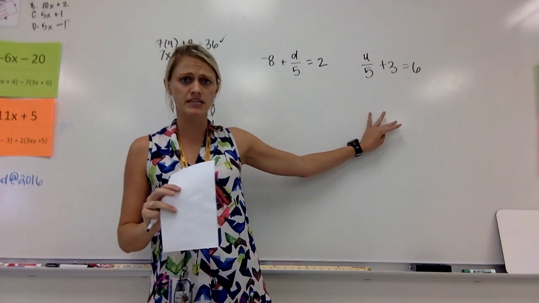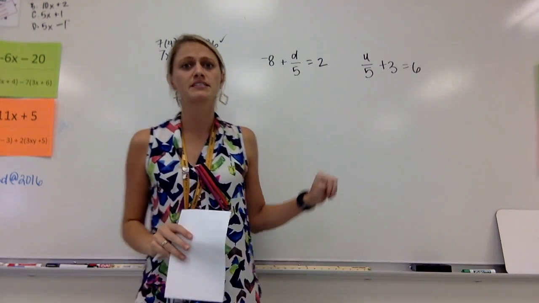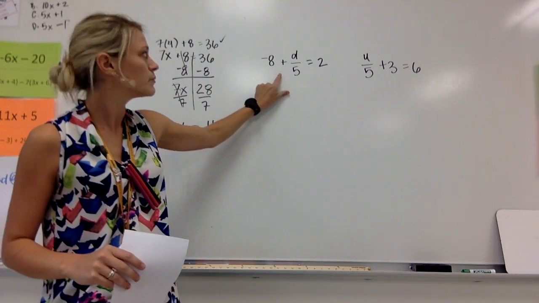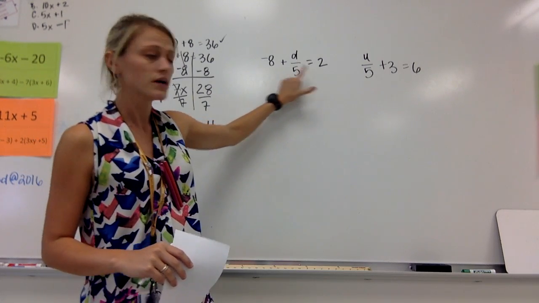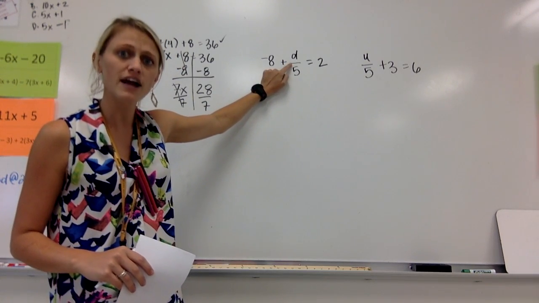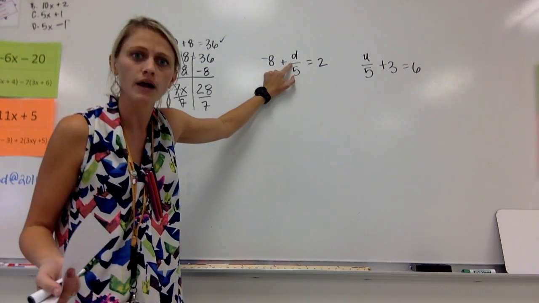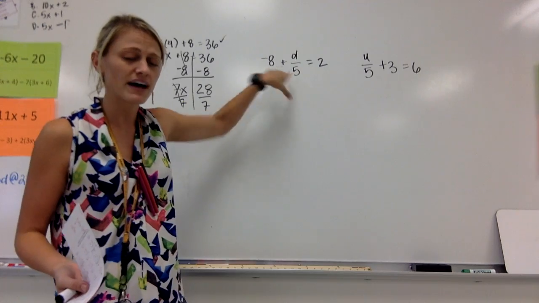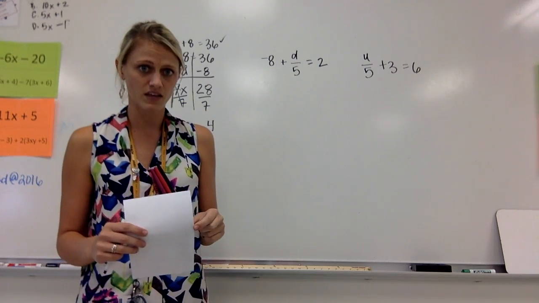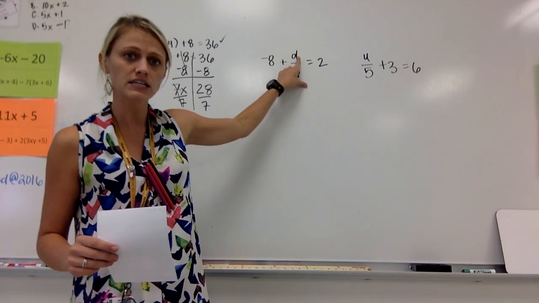I want to look at a couple more examples. I changed it up a little bit. Same idea. I've got negative 8 plus d over 5 equals 2. Now that we've got a fraction set up here, this thing means division, right? So the d is being divided by 5. That was the change that I made in these, okay? So we're still solving for d, right?